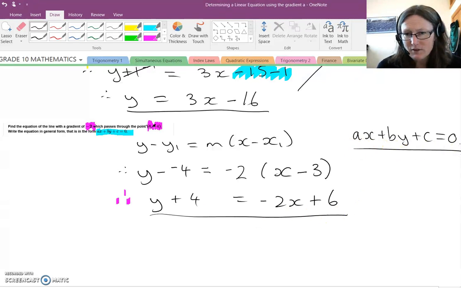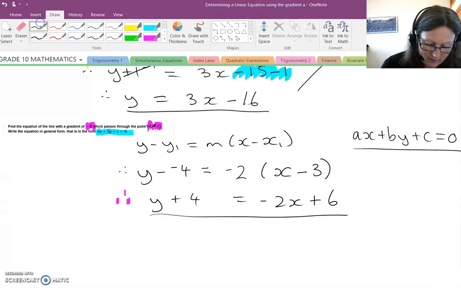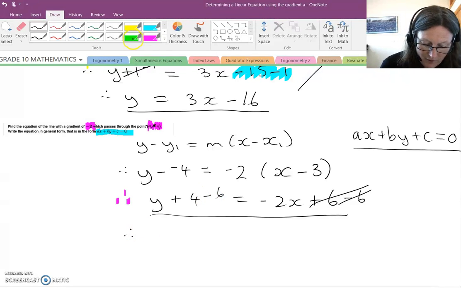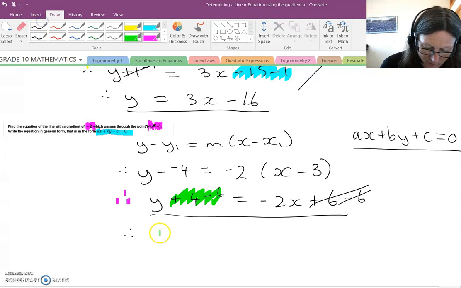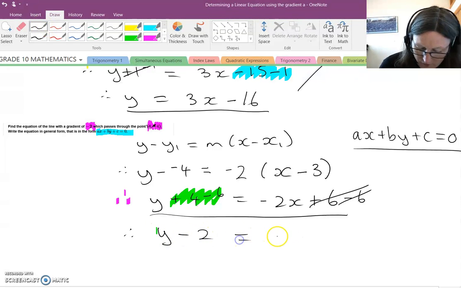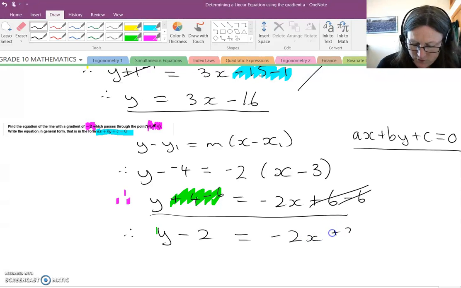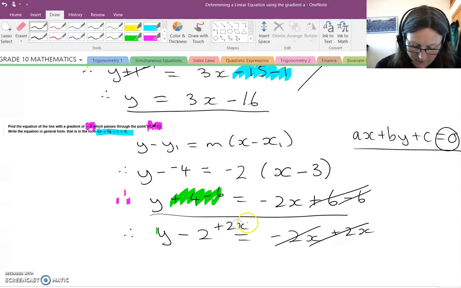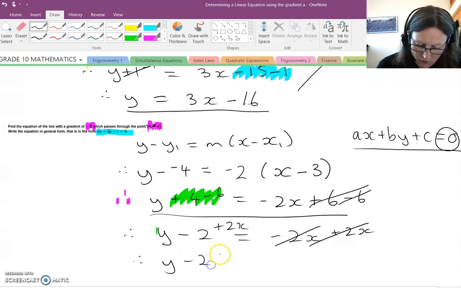So in other words, everything's on the left-hand side, 0 is on the right-hand side. So I'm going to subtract 6 from this side to get that off the right-hand side. So I'm going to subtract 6 here. If I combine these terms here, then I have y subtract 2 is equal to -2x. So let's add 2x to cancel that off that side, and then that leaves nothing on the right hand side, which is what we want. So we have to add 2x here. So we have y subtract 2 plus 2x is equal to 0.